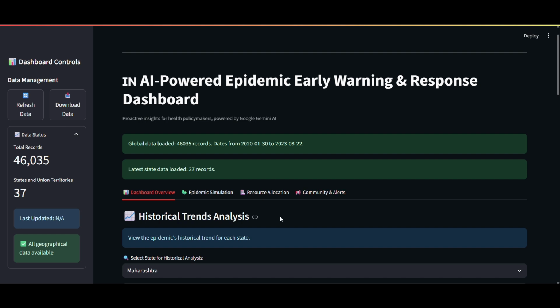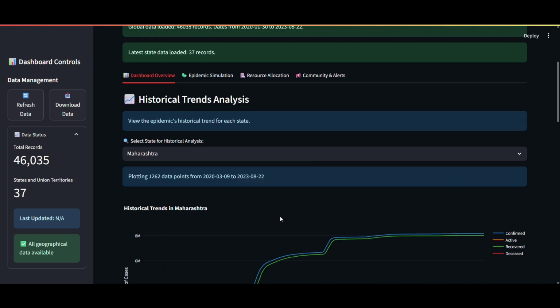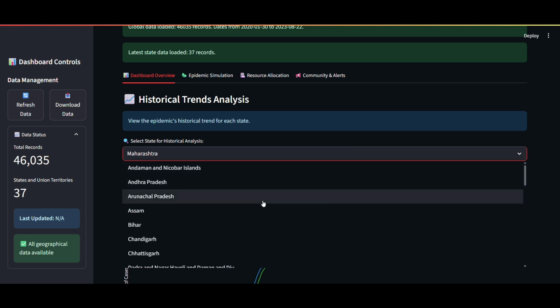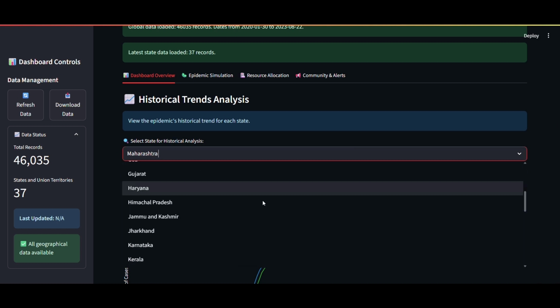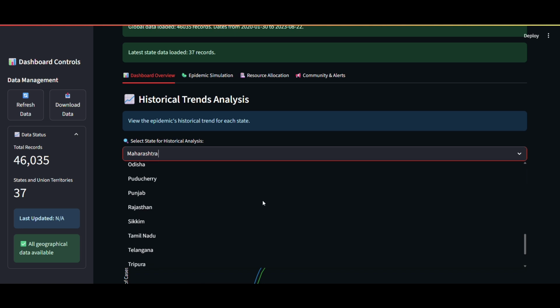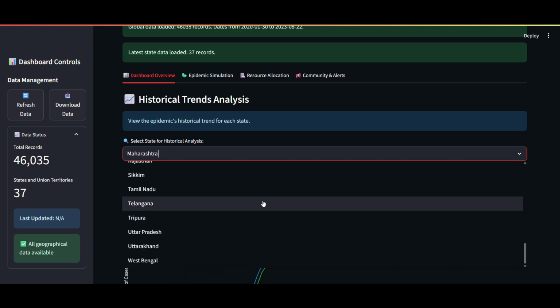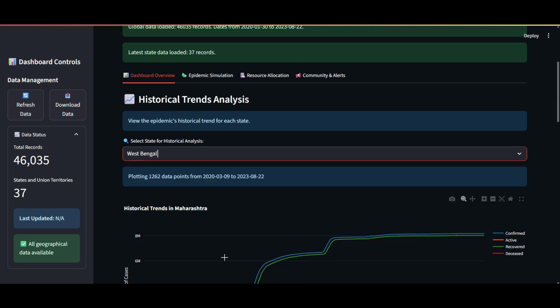Coming to the historical trend analysis, now let's dive into the historical trend analysis. This feature allows us to select a specific state and track the epidemic's evolution over time. Now let's select West Bengal and see what happens. I'm selecting West Bengal.